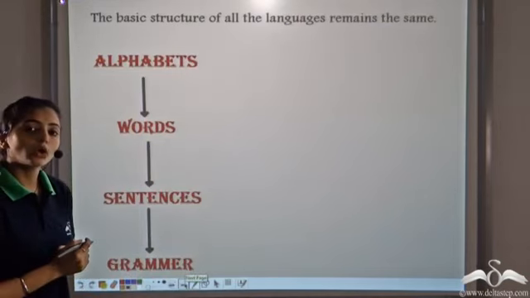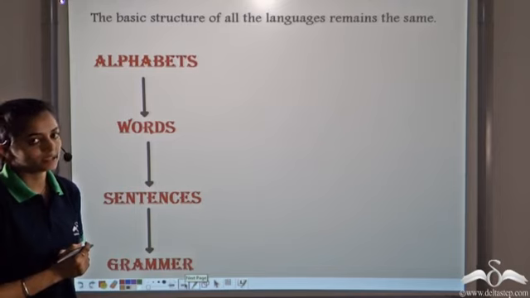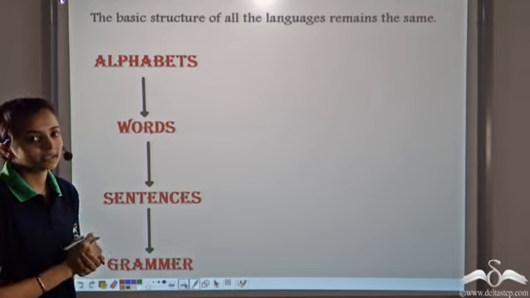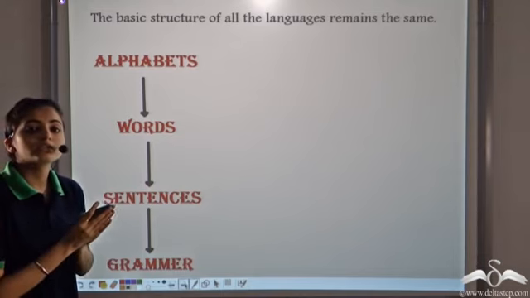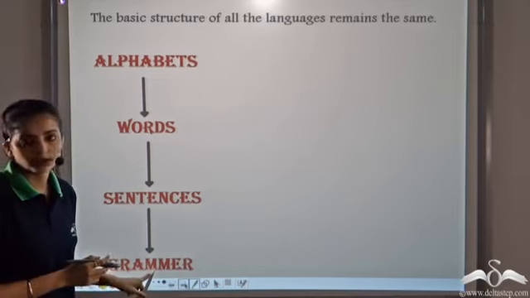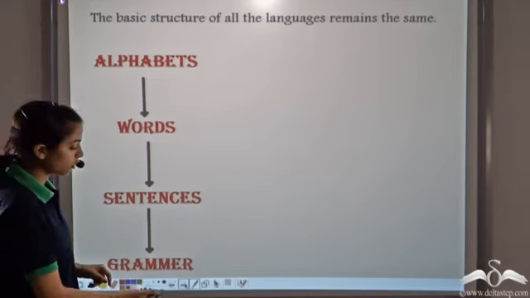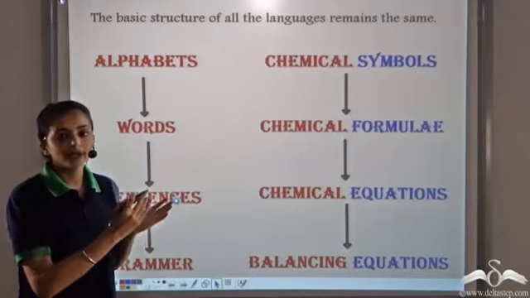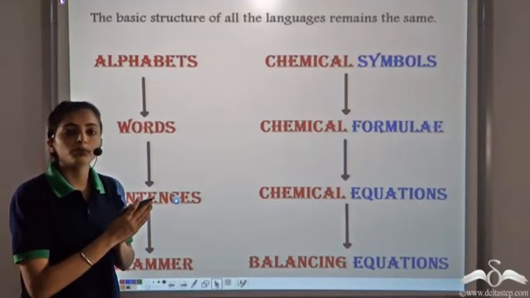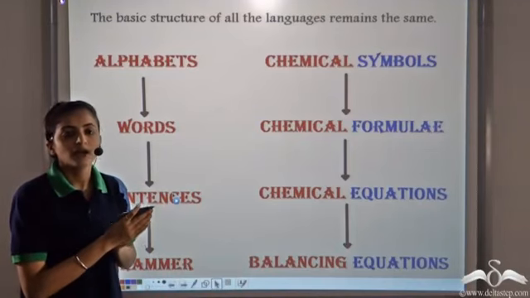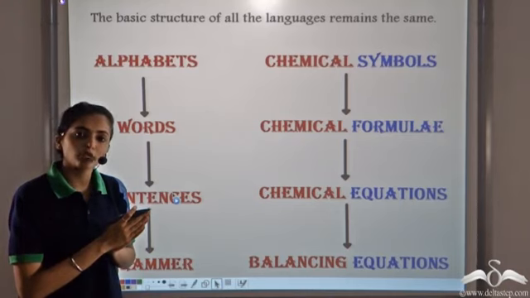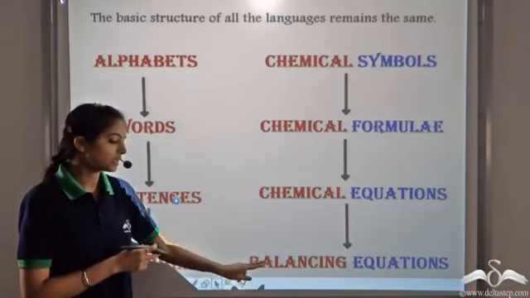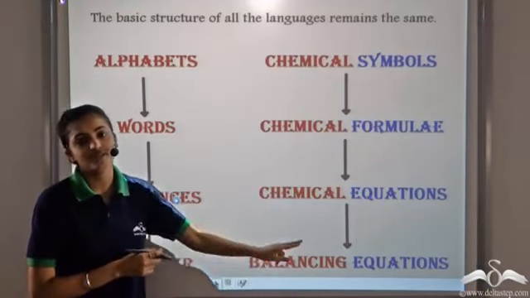So we have seen for all languages the basic structure remains the same. The alphabets combine to give words, the words combine to give sentences, and these sentences follow a certain set of rules, that is the grammatical rules. Similarly, for the language of chemistry, we see that the chemical symbols combine to give the chemical formulae, the chemical formulae combine to give the chemical equations, and these chemical equations also follow a set of rules, the rules of balancing. So the chemical equations follow the rules, that is they have to be balanced. So we get the balanced chemical equations.